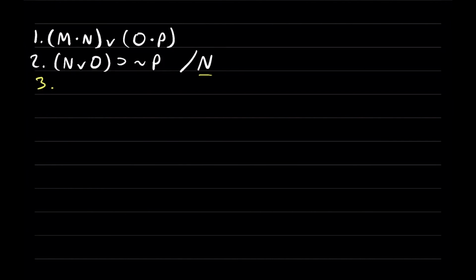Okay, so this is a fairly tricky proof, and it hinges on your ability to see this. If you notice on line 1, we've got a disjunction, M and N or O and P. We can actually do distribution on this, distributing this entire term on the left to both of these two terms on the right. So if we do that, we're going to get something like this. We're going to get M and N or O in brackets, and in another set of brackets, M and N or P.